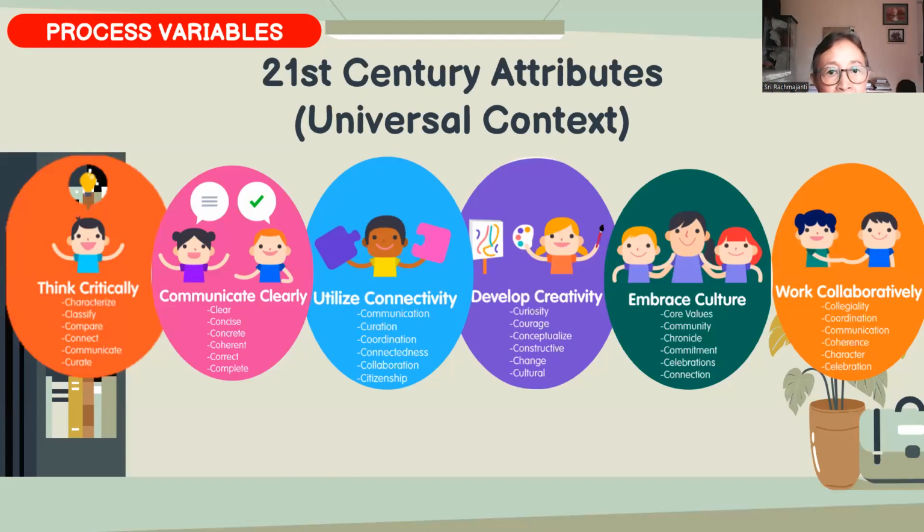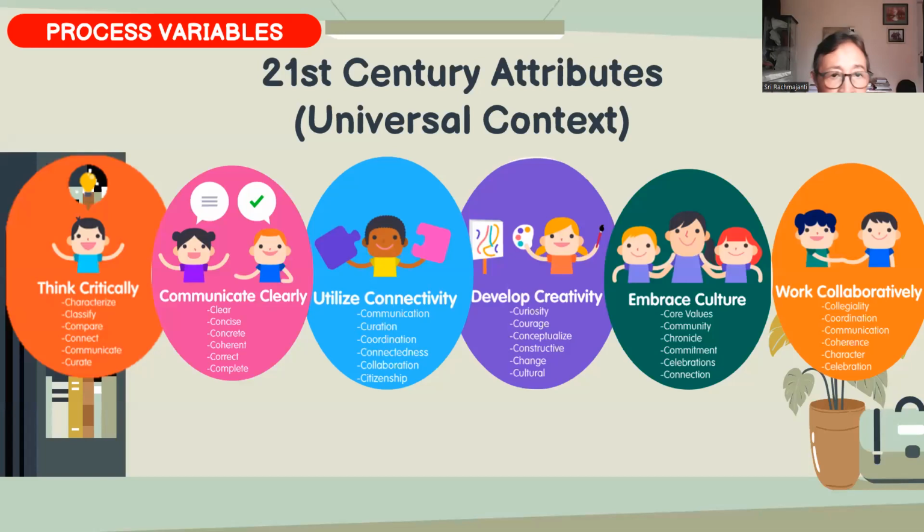Okay, utilize connectivity. What's that? One of them is collaboration. And then here is creativity. This is culture. And here is work collaboratively. When they have to work collaboratively, you have to pay attention to the character. What character are you going to train them? Is it honesty? Or is it creativity?